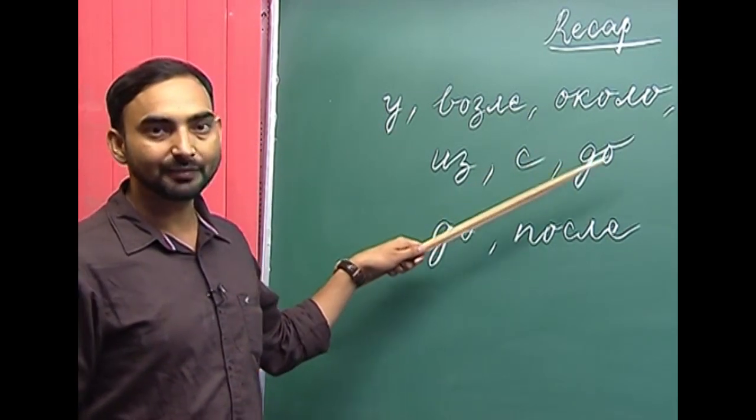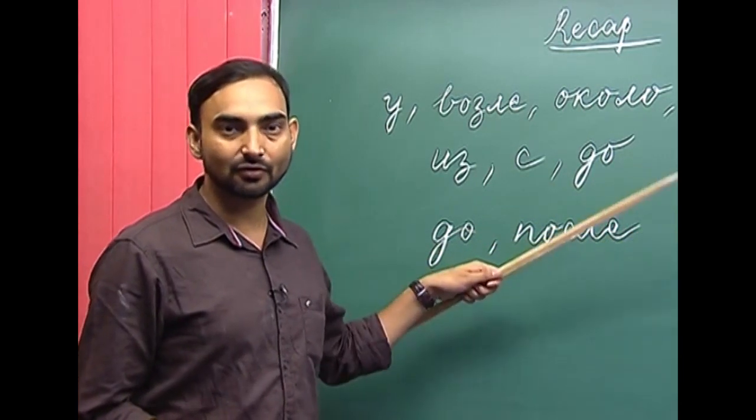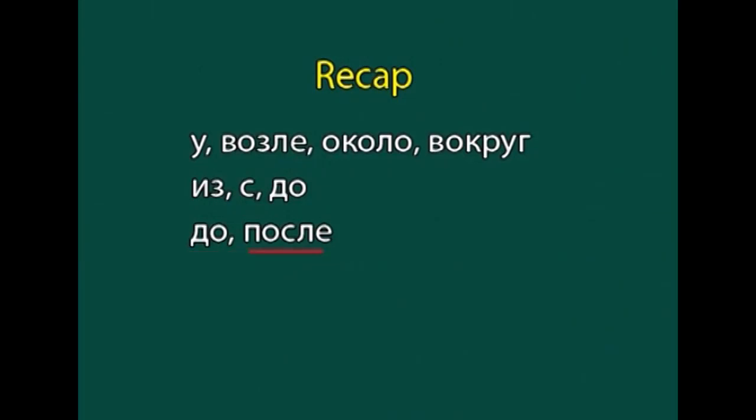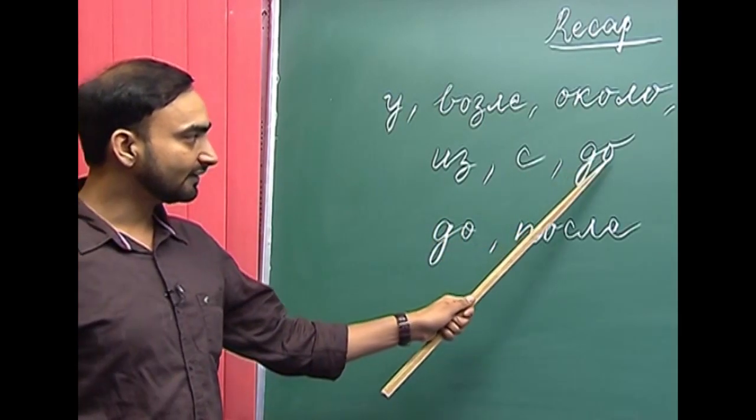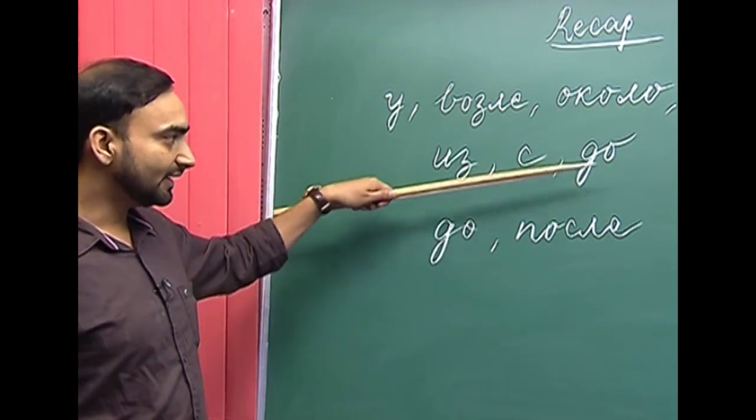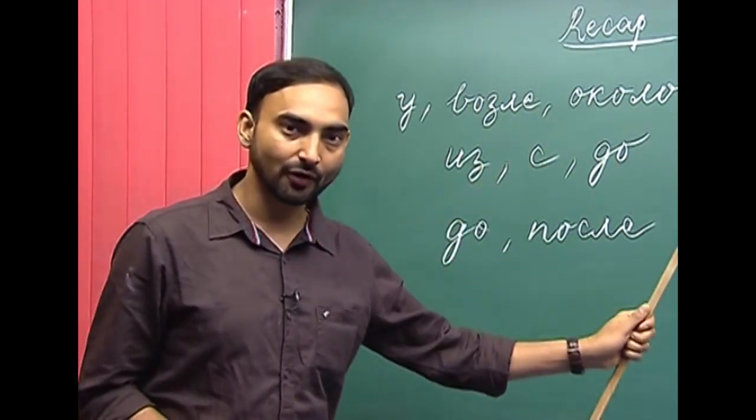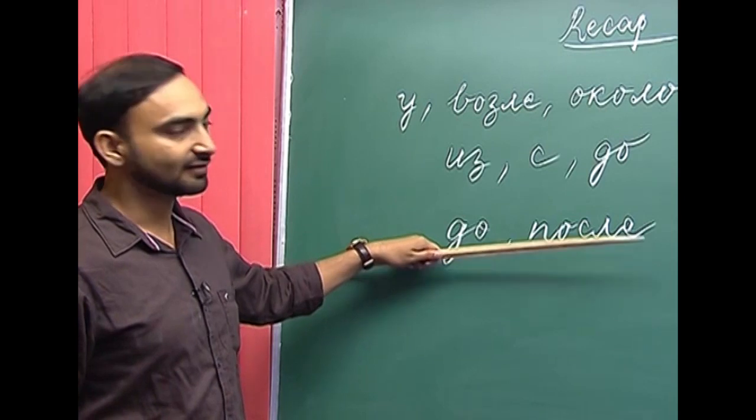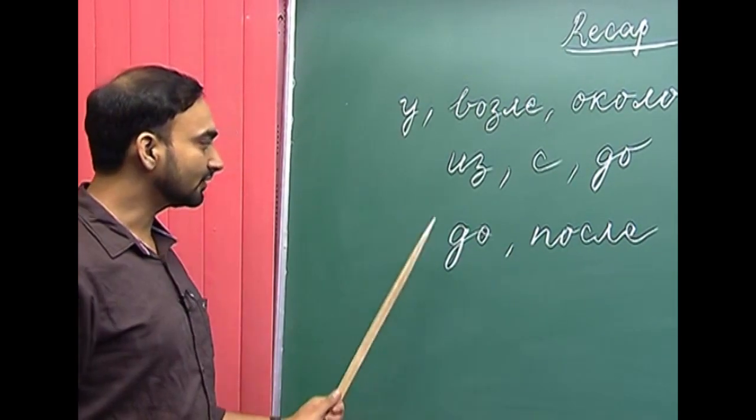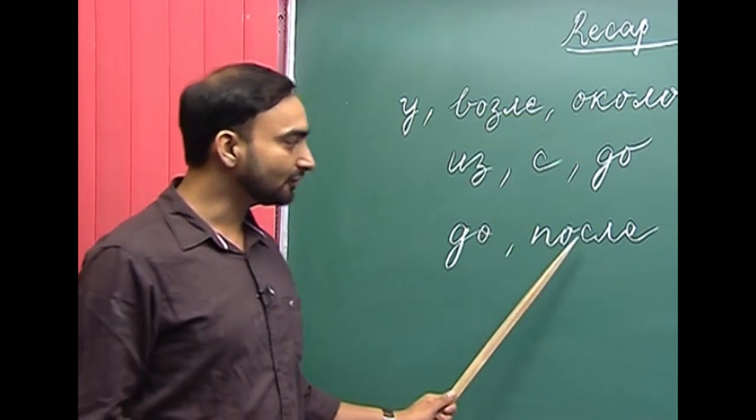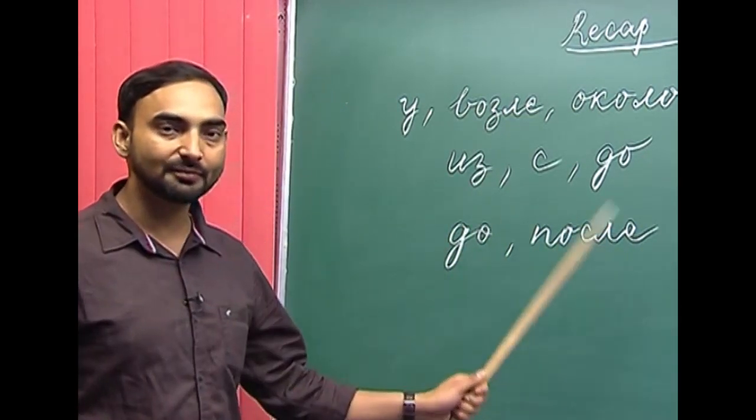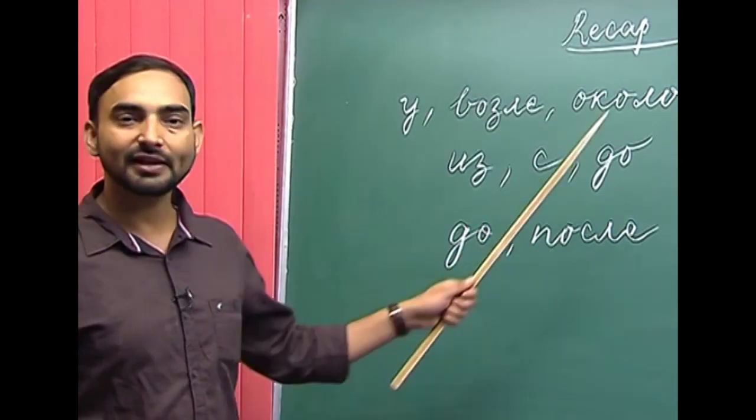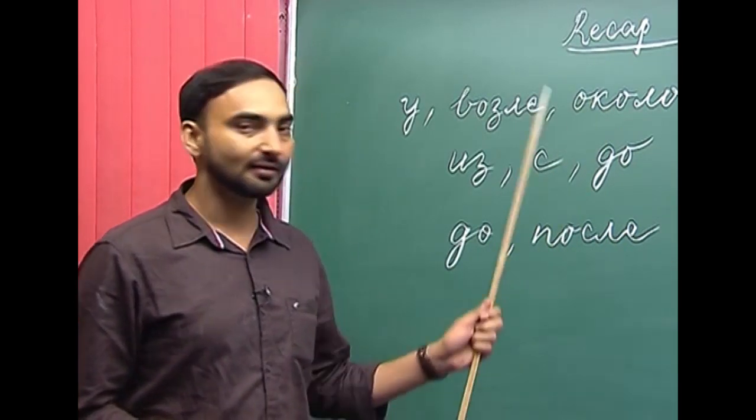For example, мы едем до вокзала, we are going to the station or up to the station. До and после, as you can see, до is here also and до is here also. So, here до means movement up to a point, and here до means time. So, these two prepositions have temporal meanings. До means before or until, and после means after. So, these two are antonyms to each other. So, до лекции is before the lecture, and после лекции is after the lecture. So, this is about the prepositions.